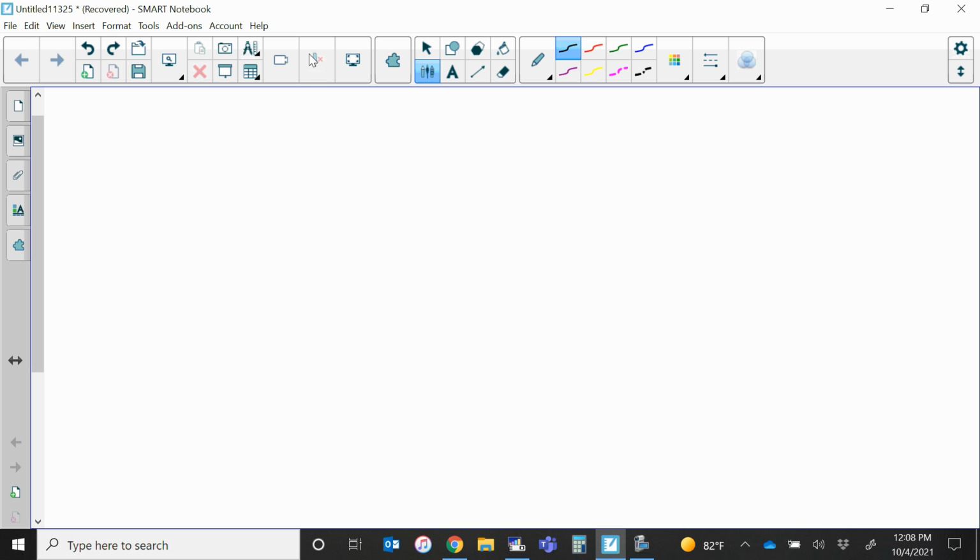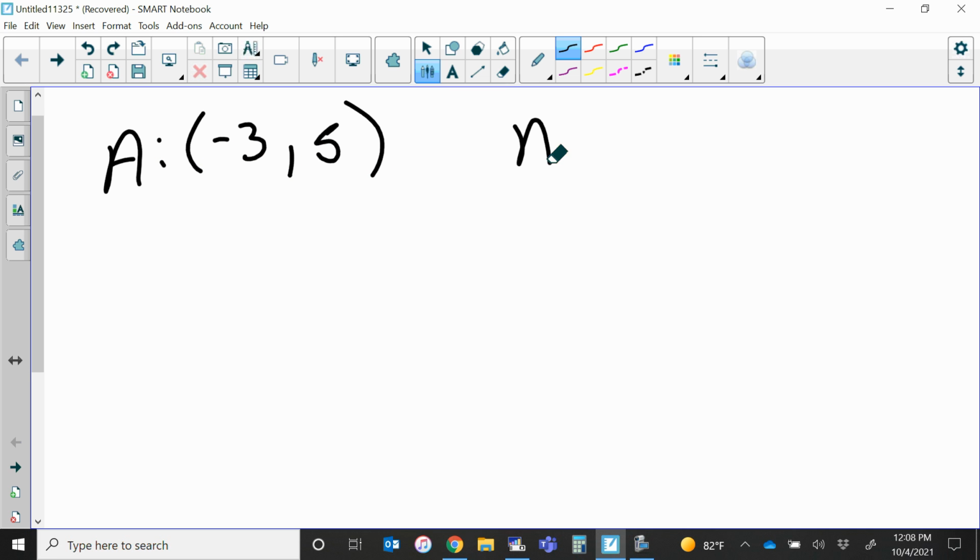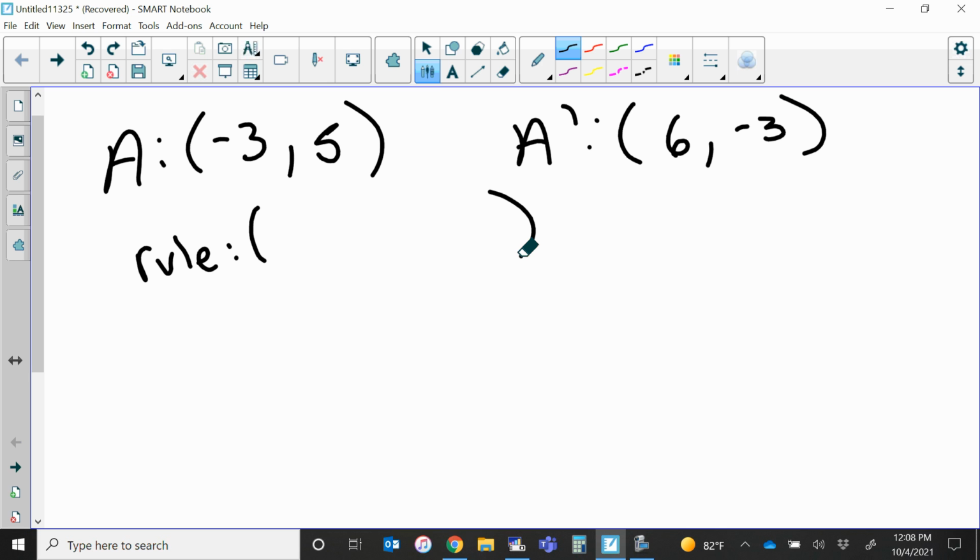Last one real quick. If I told you the original, the pre-image, and now I'm telling you the image, I need the rule now. I need the slide rule. What would my slide rule be? Well, isn't it negative 3 plus something gets me to 6? So negative 3 plus some unknown equals 6.